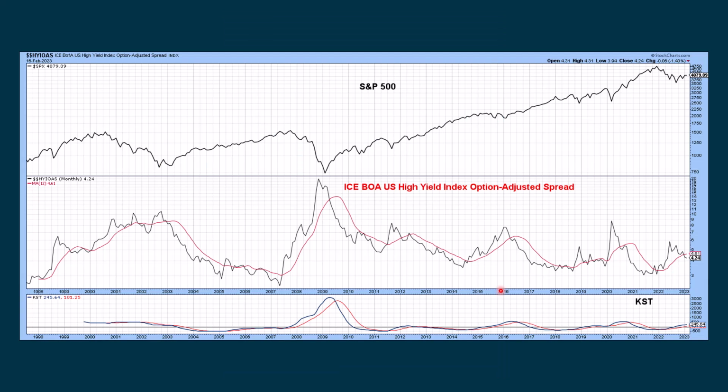Looking at some really long-term charts, here's the ICE Bank of America High Yield Index. This is in an overall uptrend, even though it's seen some recent weakness. What we look at on the bottom is the KST. Then on top is the S&P 500. And we, again, want to look at this similar to how we would look at the VIX. If this is going up, that means there's more fear in the market. When it's coming down, that means there's less fear. So this is more of a positive look on this chart.